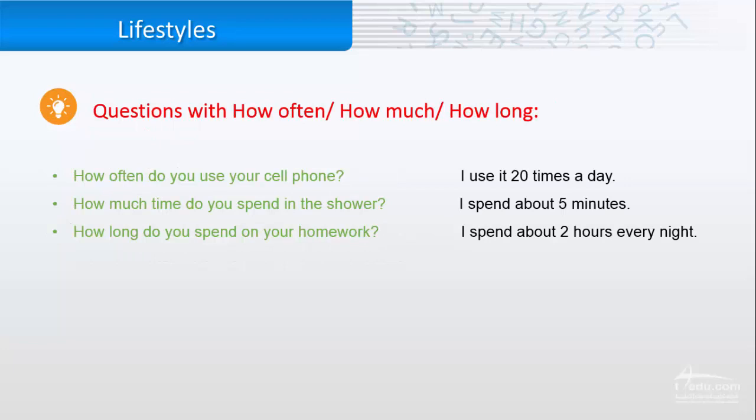So, questions with how often, how much, and how long. If you want to form them, you can use them as, for example, how often do you use your cell phone? I use it like 20 times a day. How much time do you spend in the shower? I spend about 5 minutes. How long do you spend on your homework? I spend about 2 hours every night.